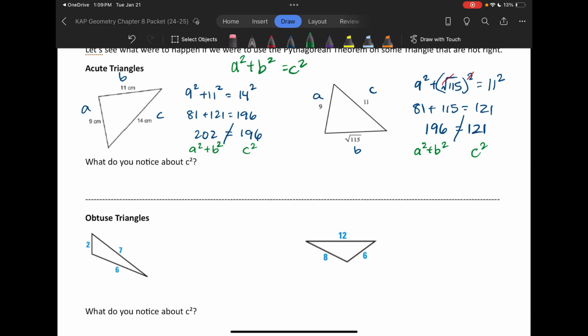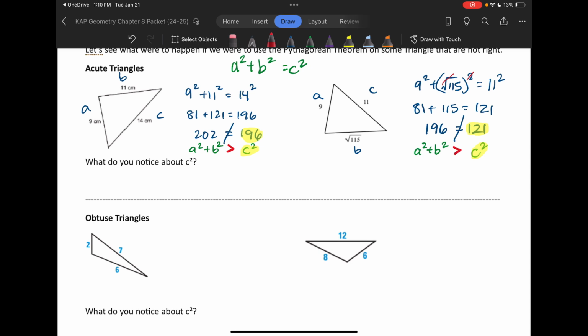So what I want us to look at now is c squared. What do you notice about c squared? Looking at the first example that we did for the acute triangle, what are we noticing about c squared? Hopefully you guys are realizing here that c squared is less than what we got for a squared plus b squared. If I look over here on the example to the right, let's look at c squared again, 121. We can notice pretty much the same thing here. 121 is also less than 196.